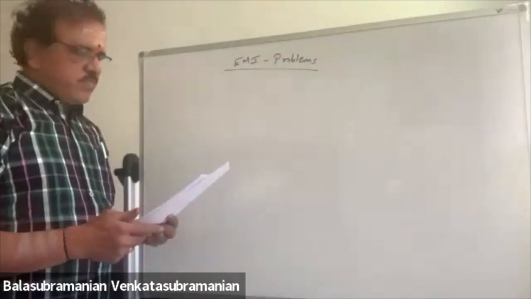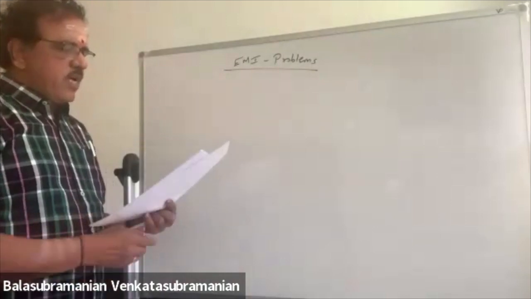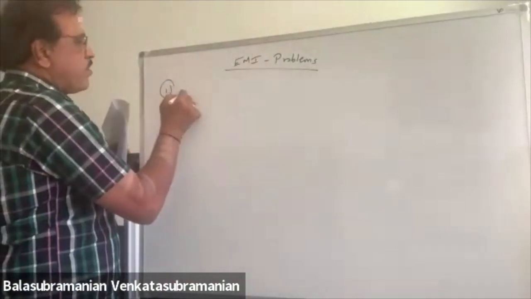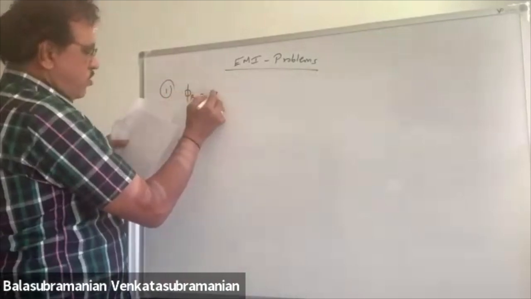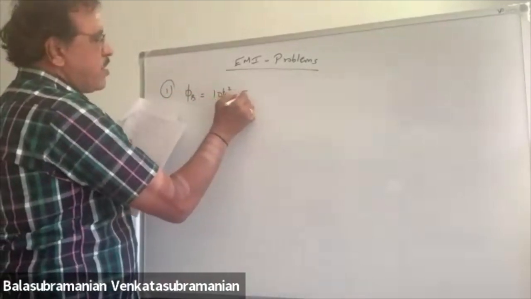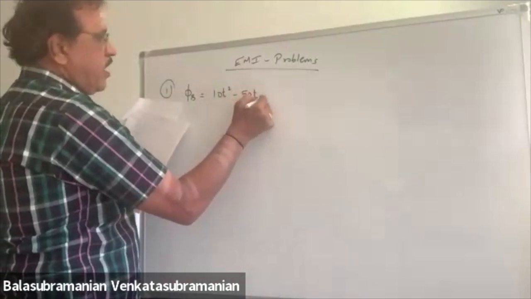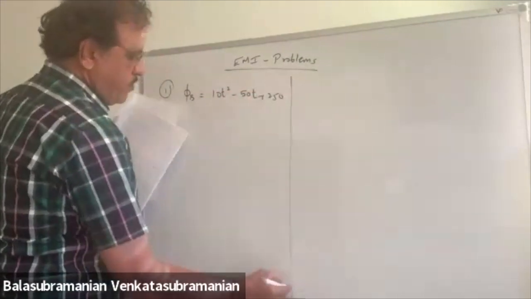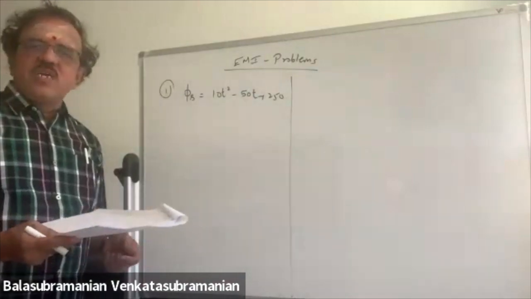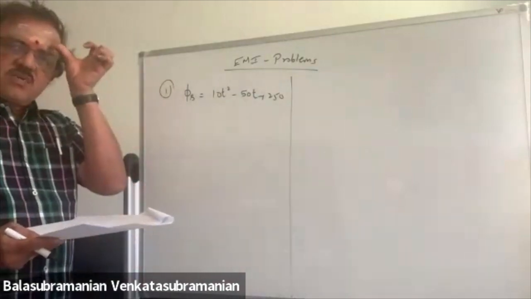First problem: the flux linked with the coil at any instant t is given by phi B is equal to 10t square minus 50t plus 250. Calculate the induced EMF at t is equal to 5 seconds. This is the question.